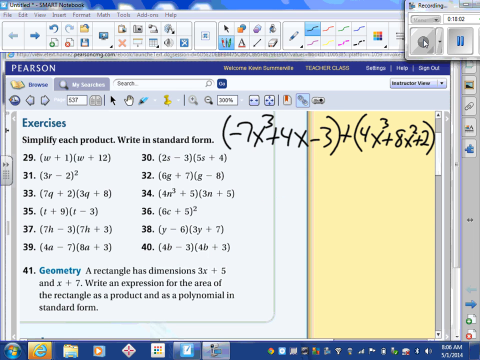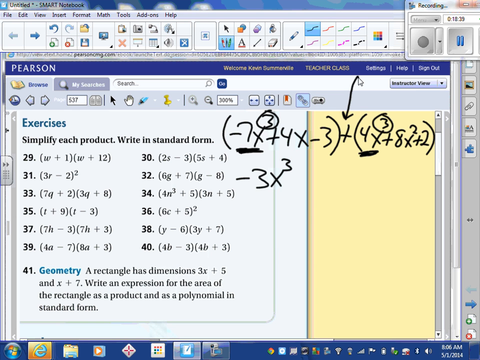How do I do this problem? It's not FOIL because there's a plus sign there. All I'm doing is combining like terms. I have a negative 7x to the 3rd power, and I have a 4x to the 3rd power. So negative 7 plus 4 is negative 3x to the 3rd power. The powers stay the same. I'm just adding like terms, not multiplying, adding like terms.